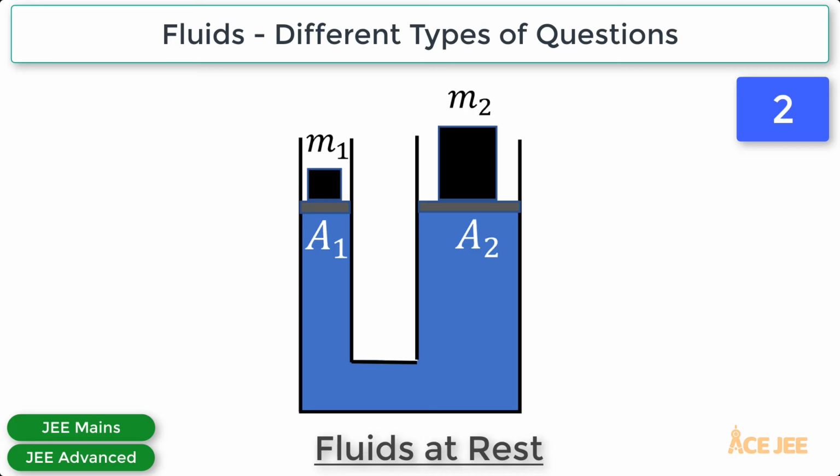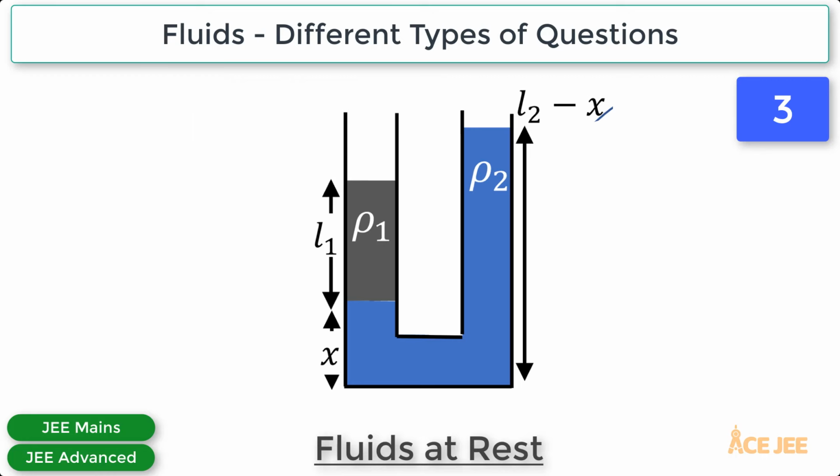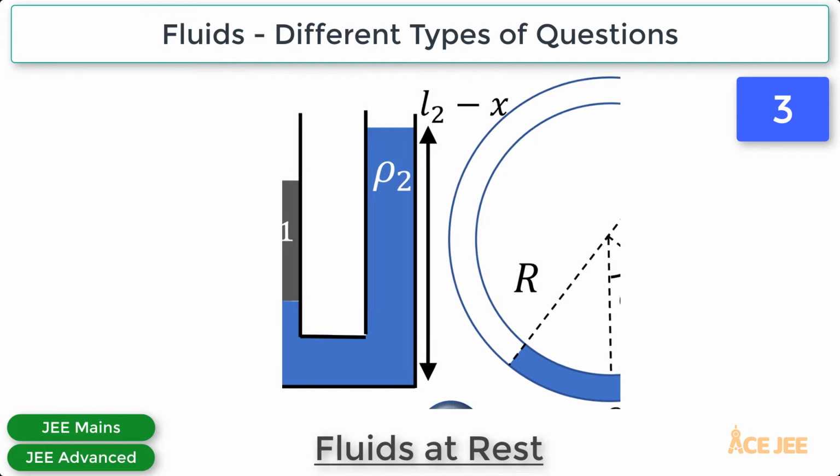might be asked to determine some unknown using the fact that at the same height, pressures will be the same. Or, given a U-tube of uniform cross-section with two liquids of densities ρ1 and ρ2 and lengths L1 and L2, you might be asked to determine the difference in heights of the two surfaces.